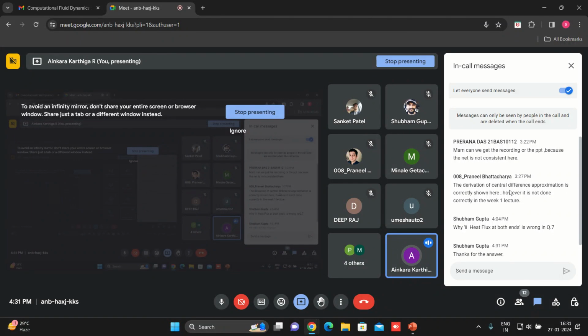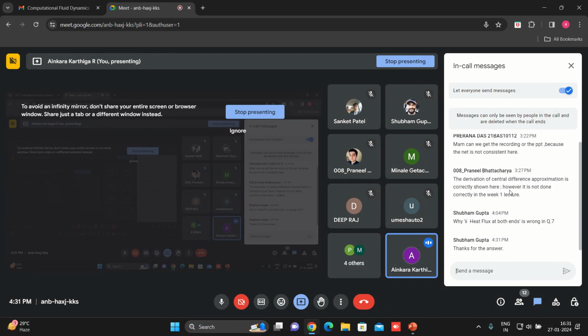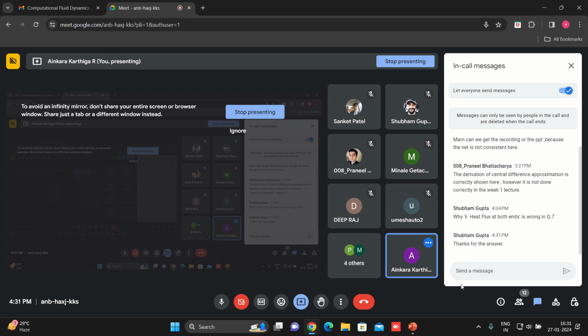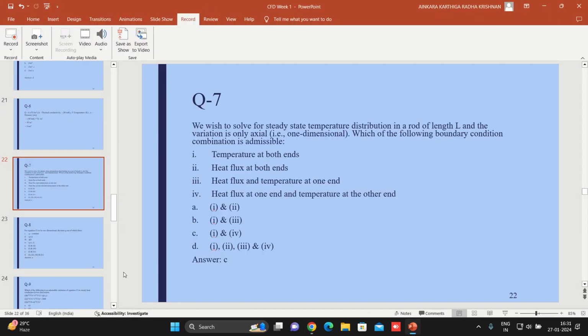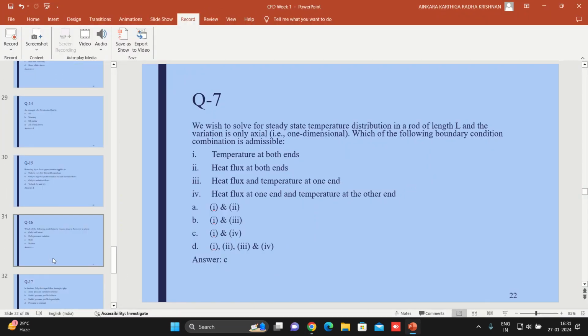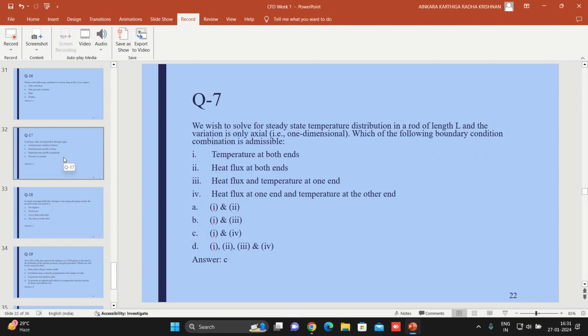The derivation of the central difference approximation is currently okay. We'll see that. Okay, we'll resume the session.